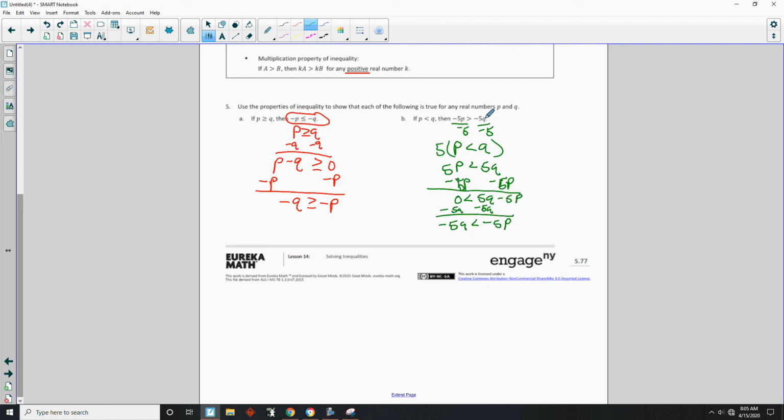So this negative 5q ended up over here. This negative 5p ended up over here. This was opening towards the negative 5p, and it still is. So then if I divide by 5 on both sides, I get negative p is less than, I'm sorry, negative p is less than negative q.